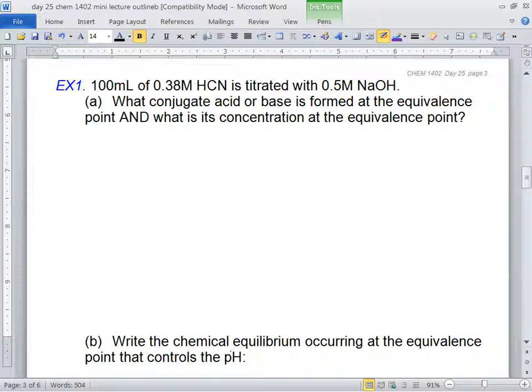So want to do this together, or you want to work on it? Together? All right. Enrique is going to tell us what to do. Enrique, what's the conjugate that we're going to form? What will the chemical formula be? It's going to be a base. You're right. It's going to get a conjugate base, because we're starting with what weak acid? HCN. It's going to be CN negative. Our answer is CN negative.